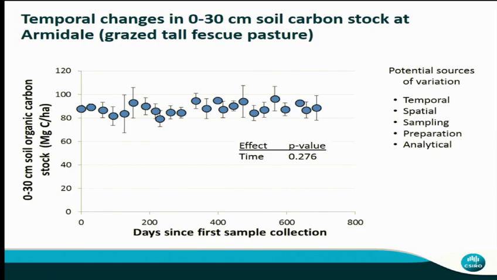There may be a true temporal underlying trend through that data. We've got spatial variation. We've got differences in sampling. Did they actually get to 30 centimeters, or did they get 30.2? Or did the cores compress a little bit when they took these samples? The preparation: were the samples well homogenized, or were they not? And therefore, is the 1 gram or 2 grams that we put in our analyzer actually representative of what was in the paddock?